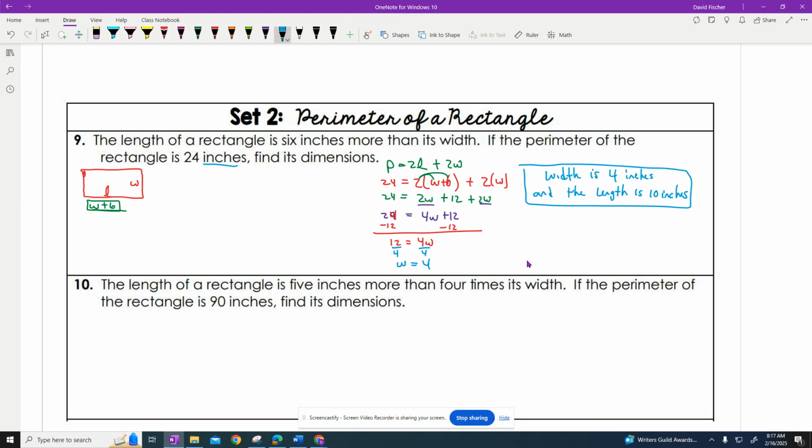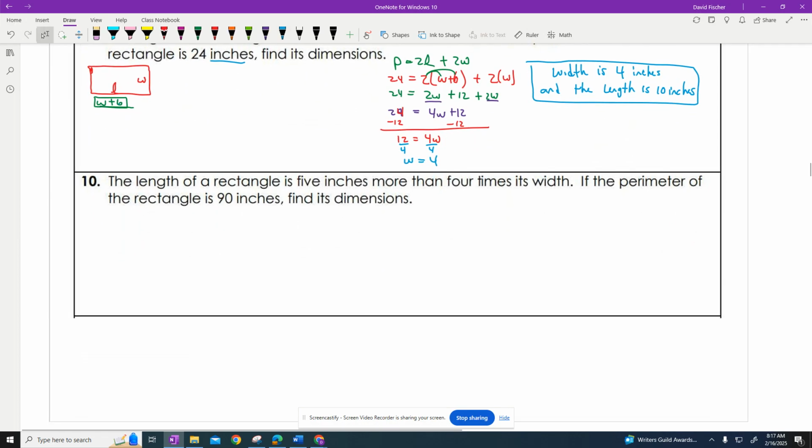All right. So draw that rectangle or whatever shape it is. We're getting you ready for geometry next year, and it's not that big of a deal. If you just draw this rectangle and put length and width, it's just organizing your thoughts.